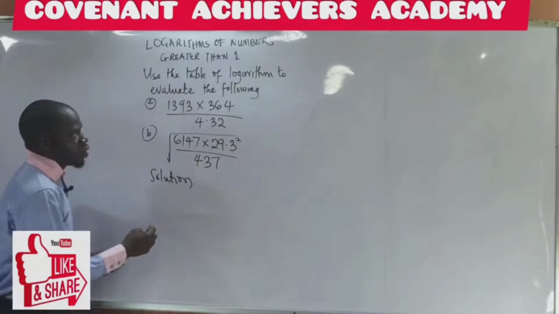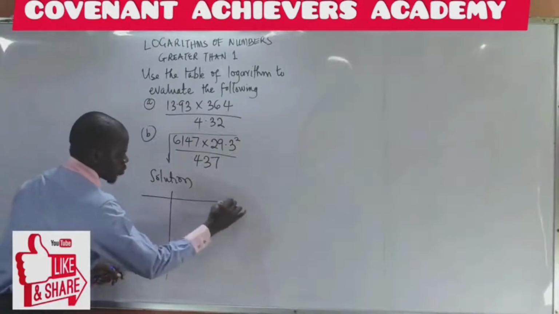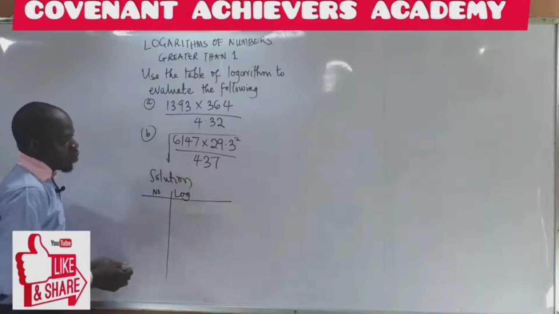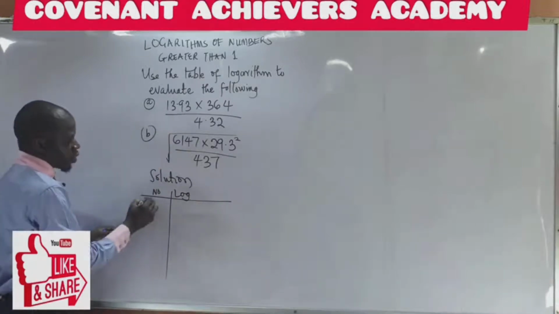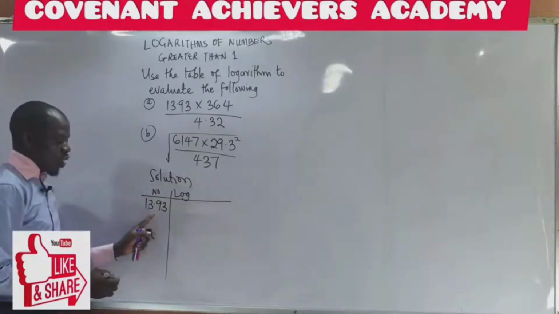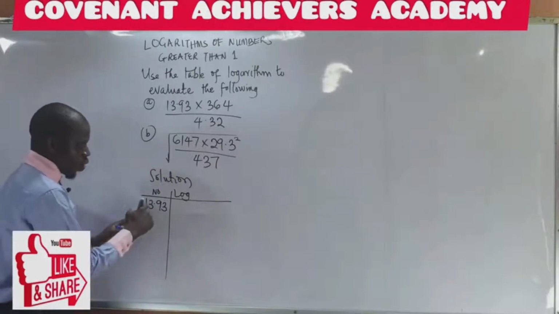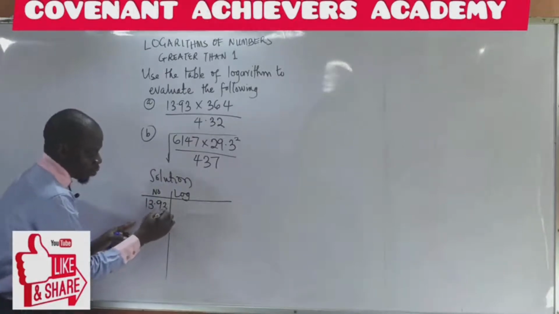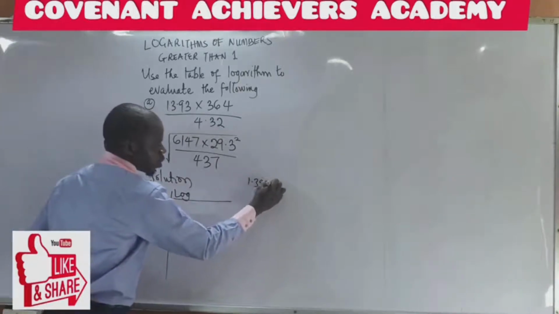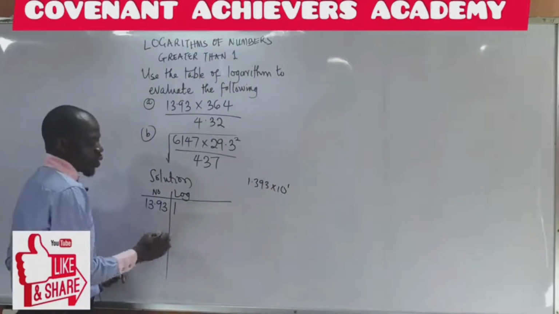In this case, you are going to have your table with number and log. The first number you have is 13.93. Express this in standard form. It is going to give us 1.393 times 10 raised to the power 1. So this 1 that you have here is going to be your characteristic.